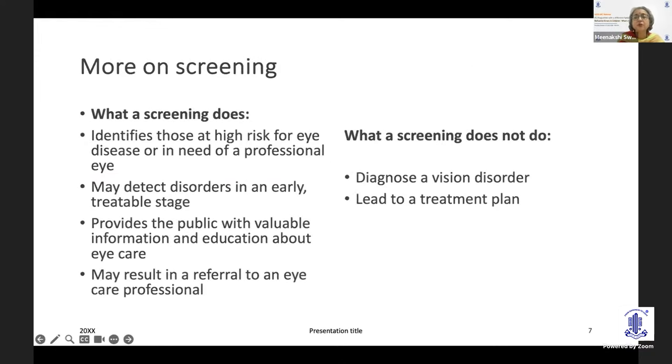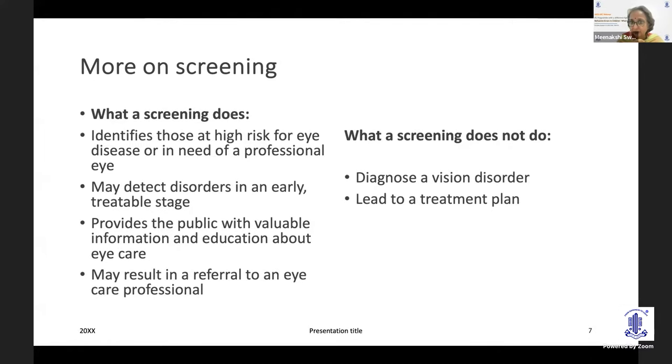Okay, let's do a little bit more about screening. So really, what does a screening do? It identifies those at high risk for eye disease or in need of a professional eye exam. It may detect disorders in an early treatable stage. Not only that, you get a chance to talk to the parent, the caregiver, give them some valuable information. And ultimately, hopefully, the child after screening will be referred to the appropriate professional.